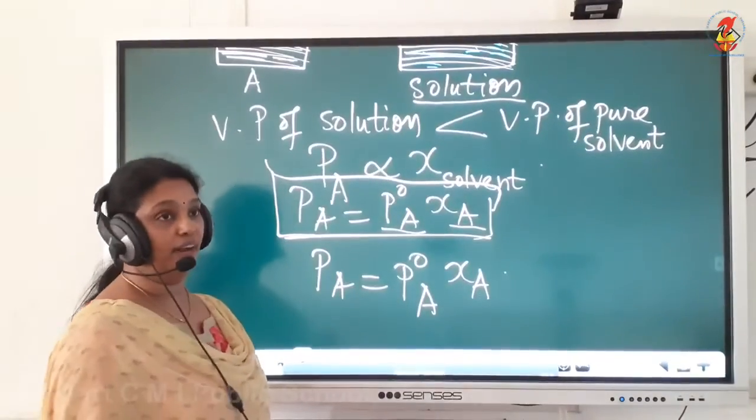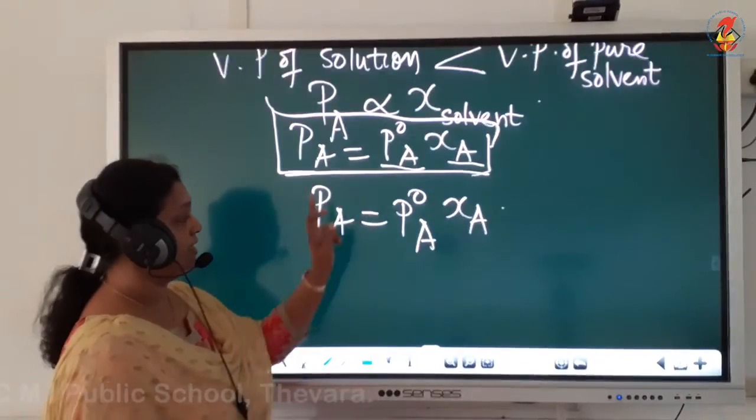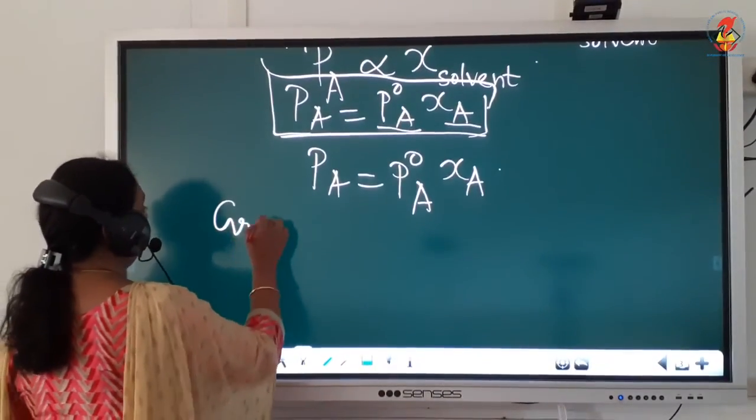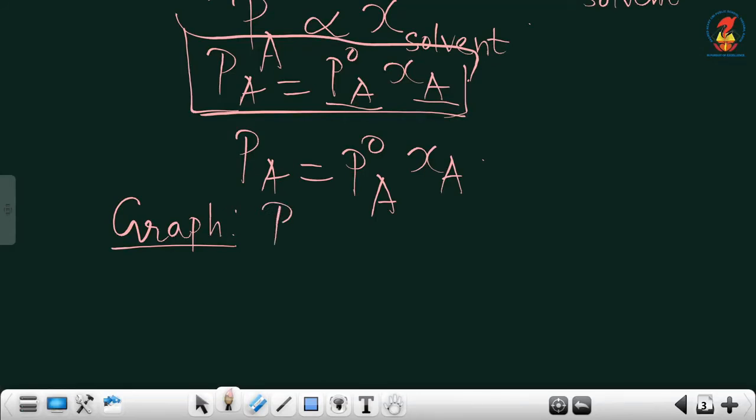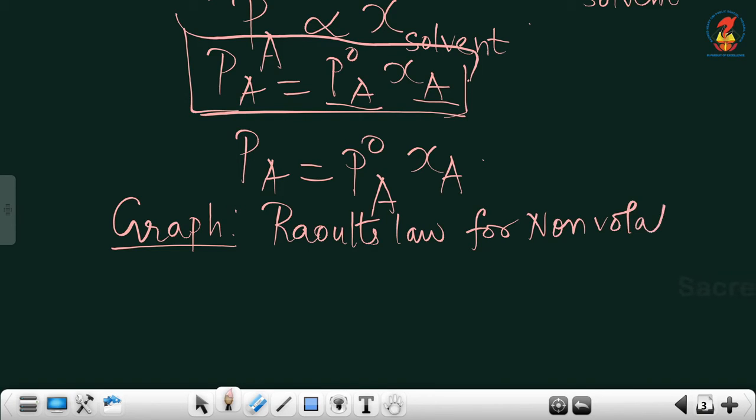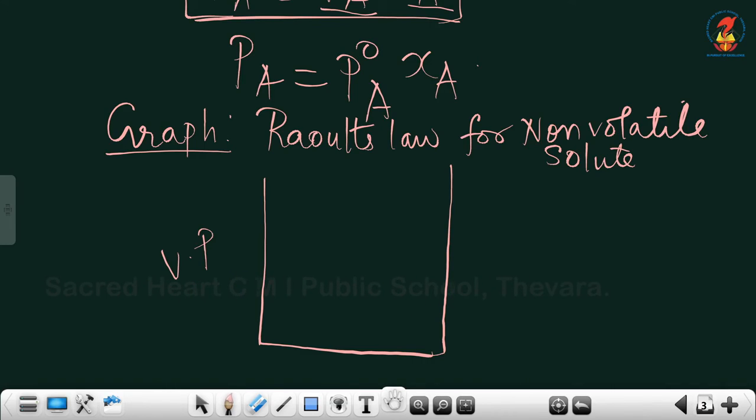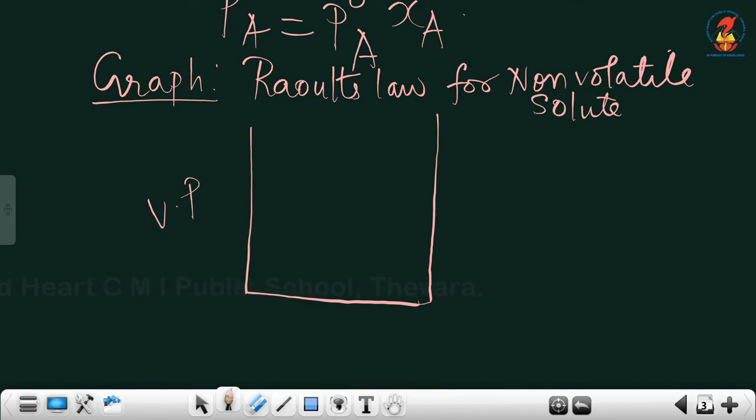Now next we are going to discuss the graphical representation of Raoult's law for non-volatile solute. So next is the graph of Raoult's law for non-volatile solute. Now again, the graph is between vapor pressure and, since we need to show only the mole fraction of solvent, XA.